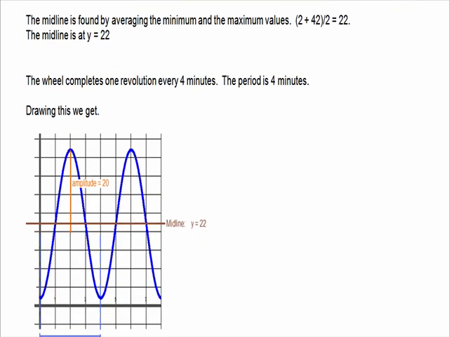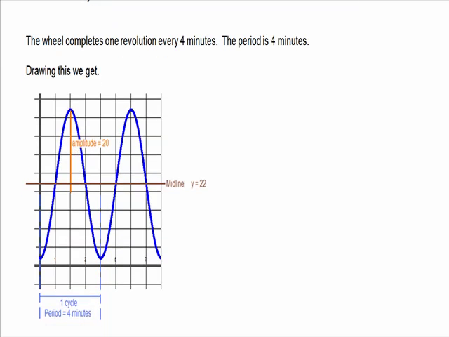So what I've done is I have my minimum at 2, and I have my maximum at 42. My midline I drew at 22. I'm going to start at the beginning of time, down at the 2, and I'll go up to the top. And I go back down, and I finish one complete revolution in 4 minutes. So this would be 4 minutes right here. And then they told me to go for 8 minutes, so I go and do the same thing over again.